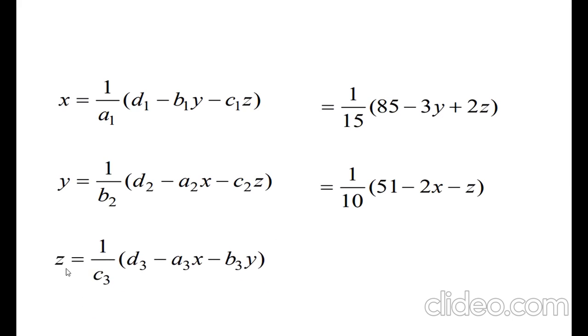For the third equation, we have to extract the value of z. The value of z is extracted as 1 upon c3 in bracket d3 minus a3x minus b3y. Putting in the respective values of c3, d3, a3 and b3, you will get z is equal to 1 upon 8 in bracket 5 minus x plus 2y. These are the equations we have extracted from the first, second and third equations respectively.